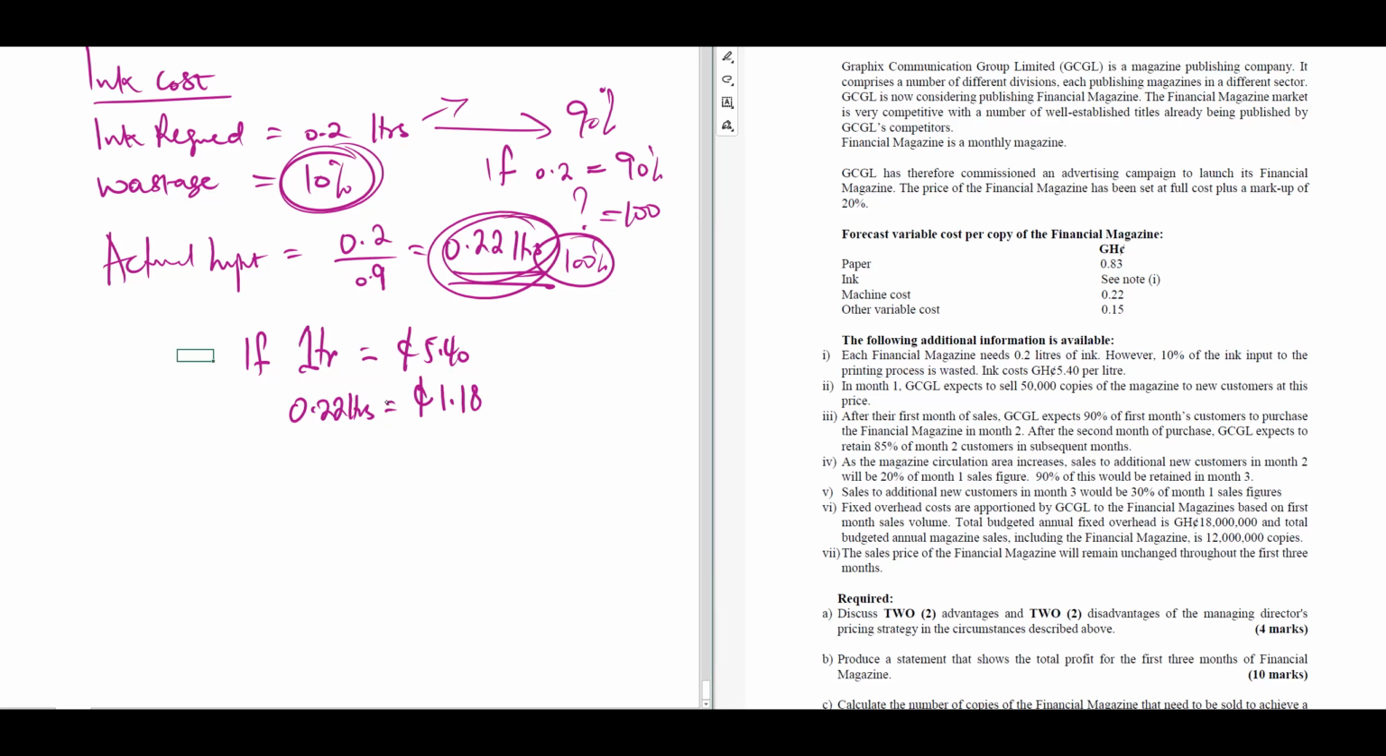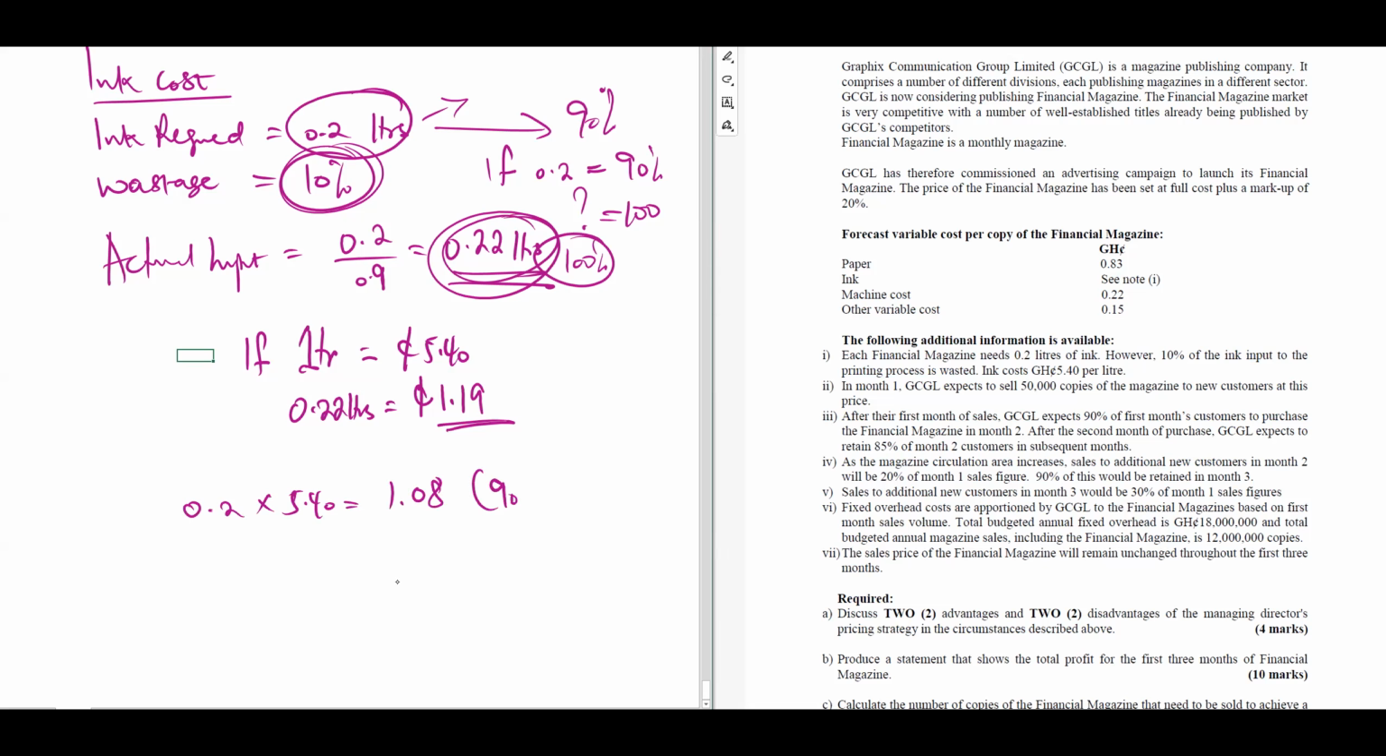1.18. So 1.19. That means that the ink, without the effect of the loss, will give us 1.19. Do you get it? Another student will say that, okay, we put in 0.2 liters. So 0.2 liters times the 5.4 will give us what? Do you get it? So 0.2 times 5.4 will give us 1.08.